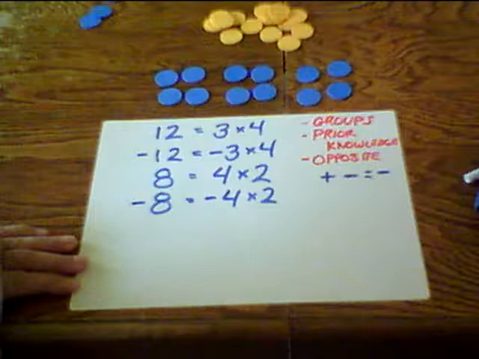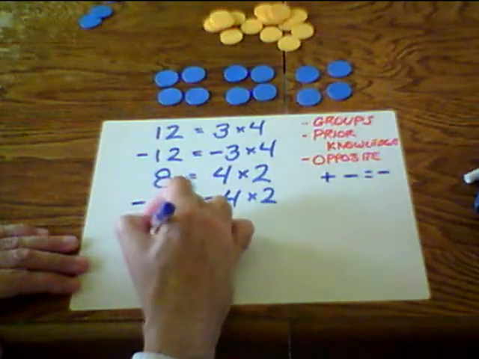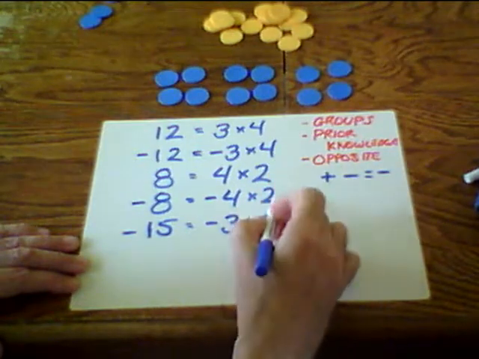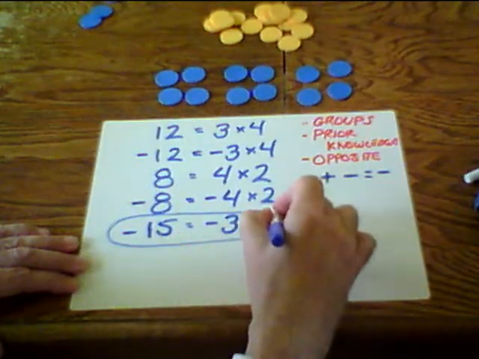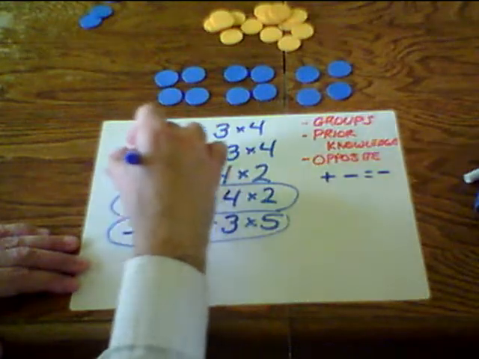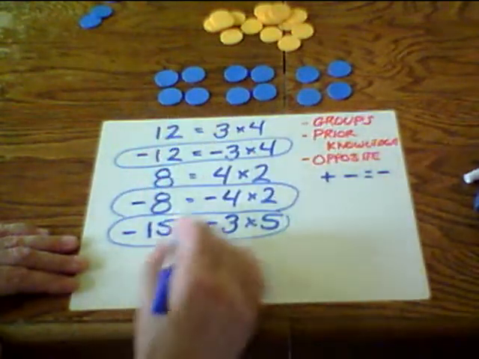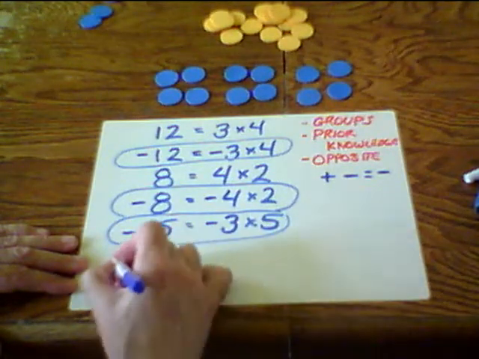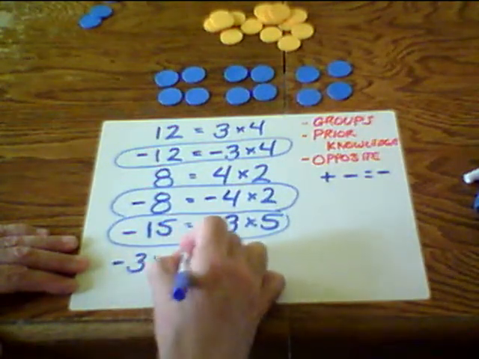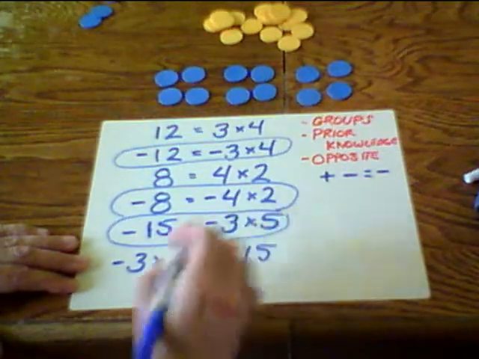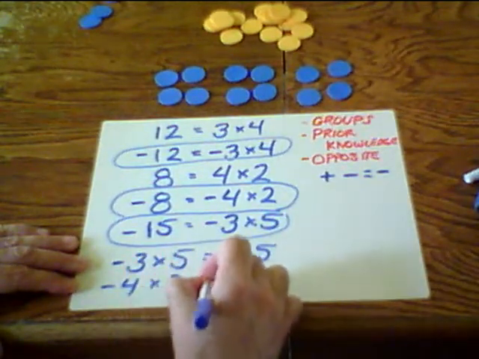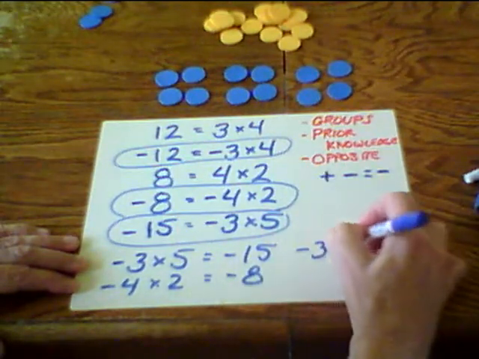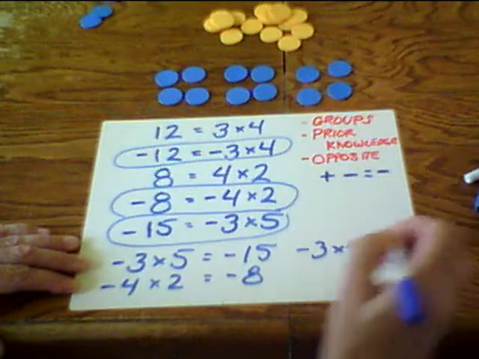And maybe generate a third one. Negative 15 equals negative 3 times 5. Okay, so we've got this piece of information, and this piece of information, and this piece of information. And by the way, I can reverse these too. I could say, well, then if negative 15 equals negative 3 times 5, then negative 3 times 5 equals negative 15. Negative 4 times 2 equals negative 8. And negative 3 times 4 equals negative 12.